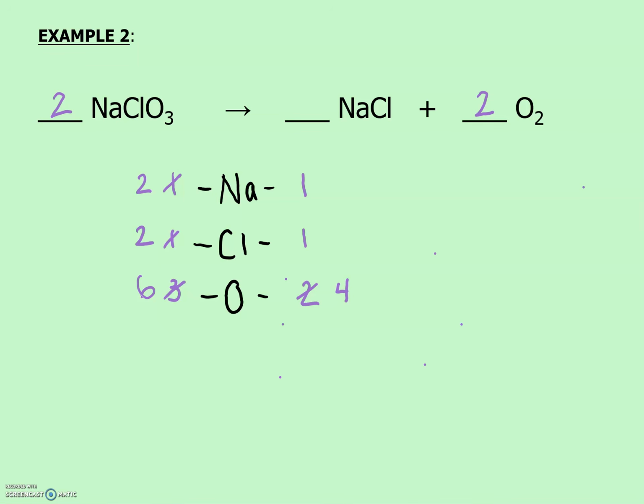Now we're almost there. Obviously, once doing that, now our sodiums and our chlorines are not balanced. So if we make this a 2, we now have 2 sodiums and 2 chlorines. And the only thing that we need to fix is the oxygen. So if we change this to a coefficient of 3, we have that 3 times 2, which gives us 6 oxygen, and now we can see that everything is balanced.